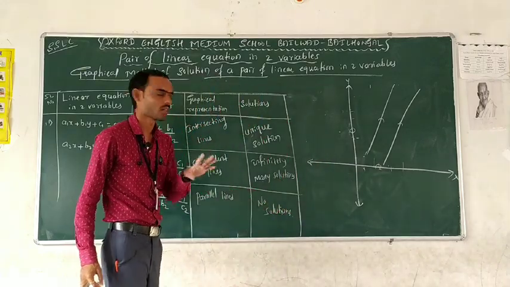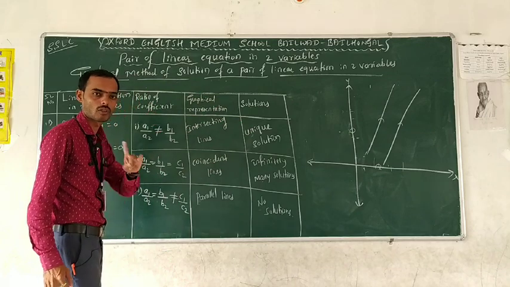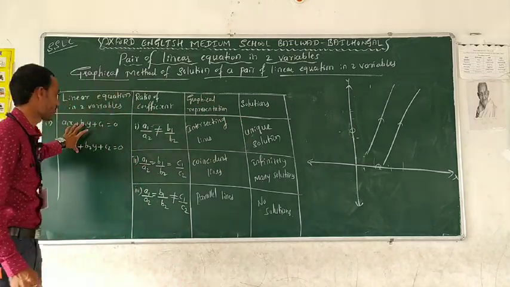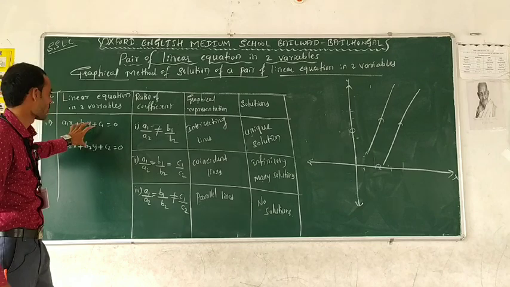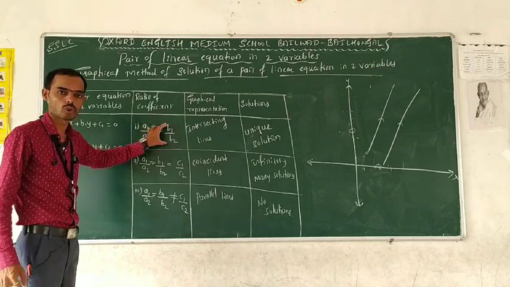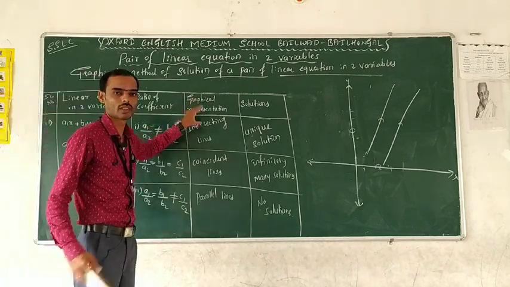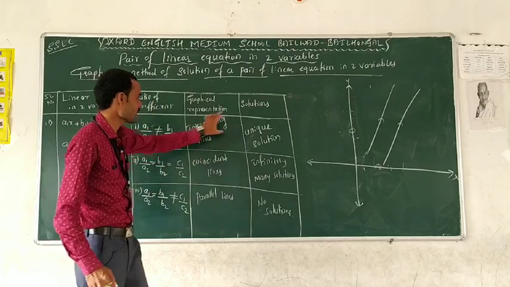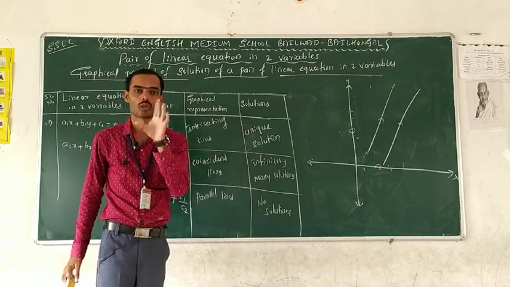So, this is the meaning of this chart. I will repeat it once again in 1 minute. For linear equations, there are mainly two equations. If the ratio a1 by a2 is not equal to b1 by b2, then the graphical representation is intersecting lines. Solutions: unique solution, only one solution.